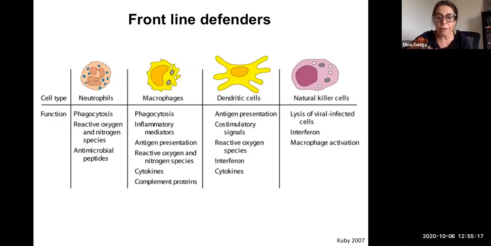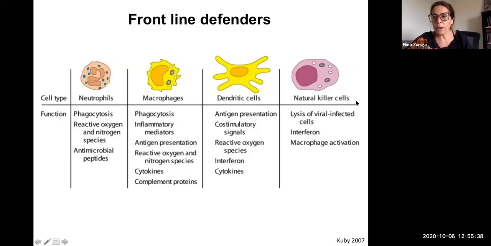And we will learn about these signals in detail, and which are the receptors and ligands and cytokines that participate in that signaling. They also have reactive oxygen species, and they can produce inflammatory mediators like interferons and pro-inflammatory cytokines, and we will learn more about this.